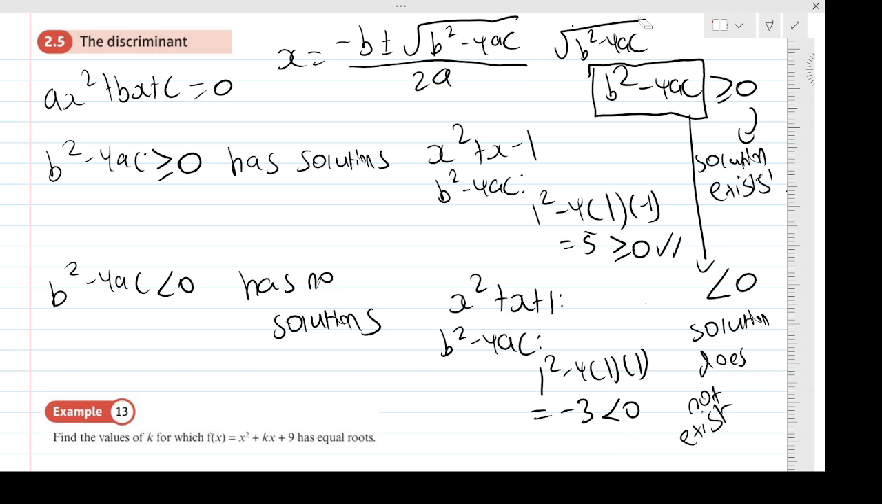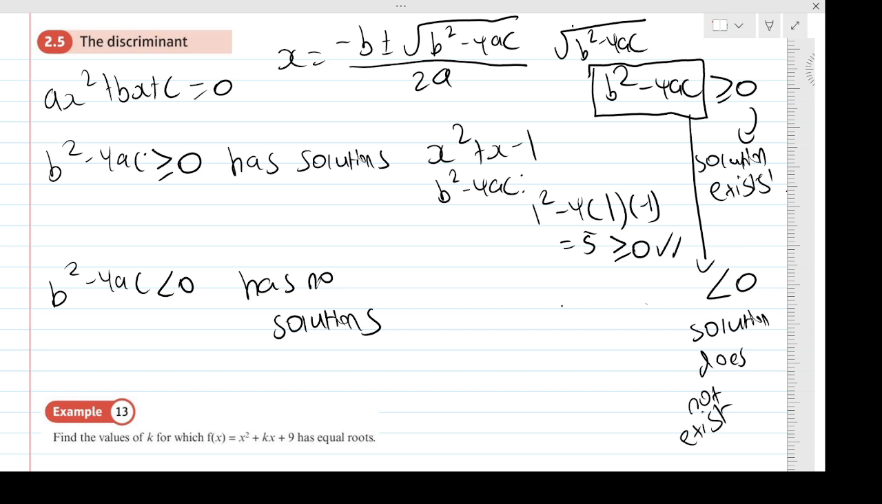So it actually tells us quite quickly, if we compute this discriminant, that it can be solved or it can't be solved. Okay, and therefore it corresponds to whether the graph crosses the x-axis or not. So yeah, this gives us a more proper way of determining solutions, right? And so actually, this b squared minus 4ac, that is called the discriminant.